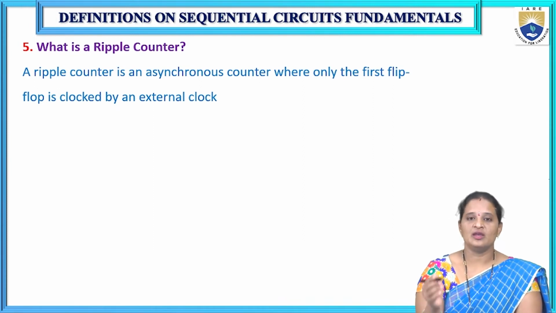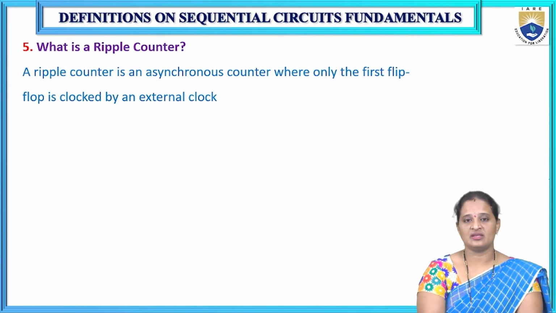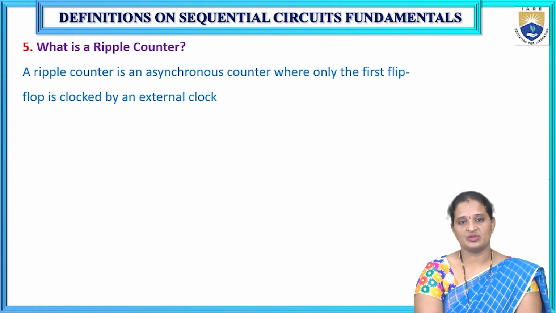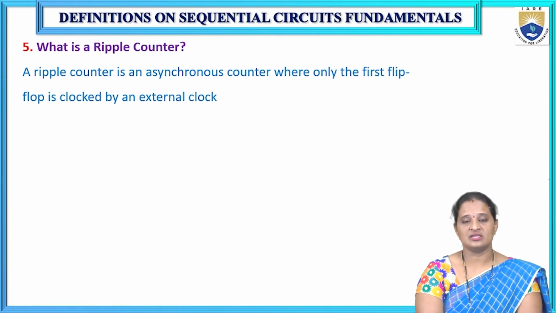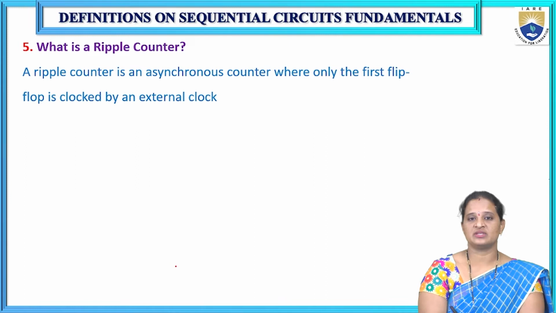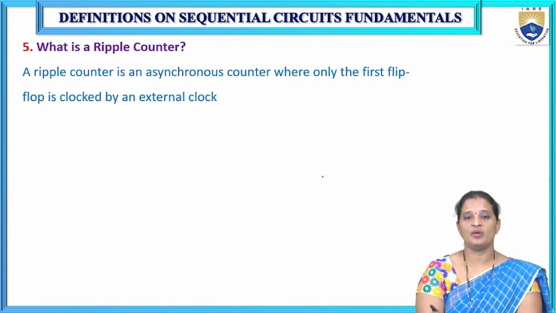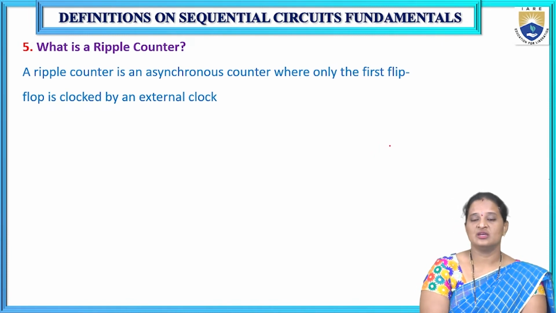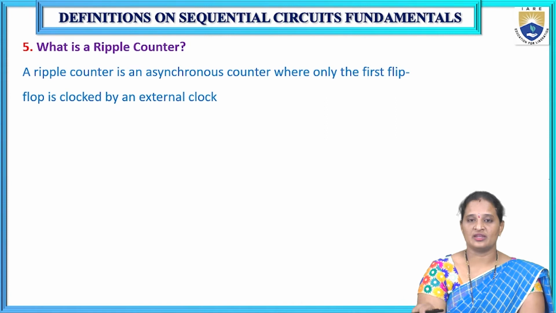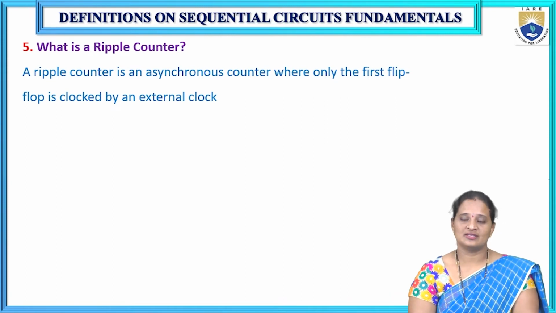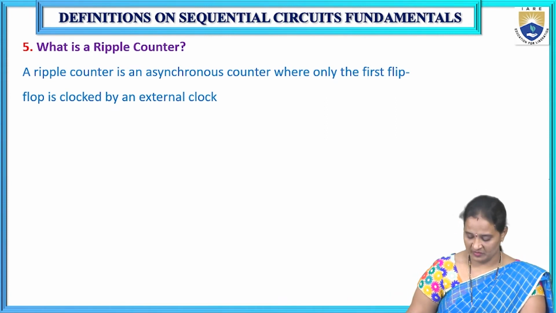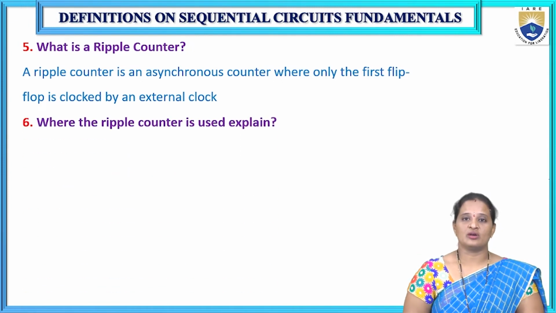So what we are doing: the clock whose pulses are to be counted is given as clock input to the first flip-flop, whereas the output of the first flip-flop is given as clock input to the second flip-flop, and the output of the second flip-flop is given as a clock input to the third flip-flop. Like that, the output is connected as clock input to the next stage flip-flop. Such a counter is said to be a ripple counter.